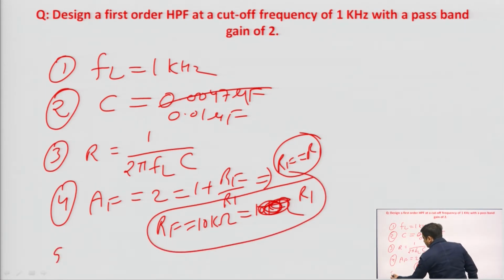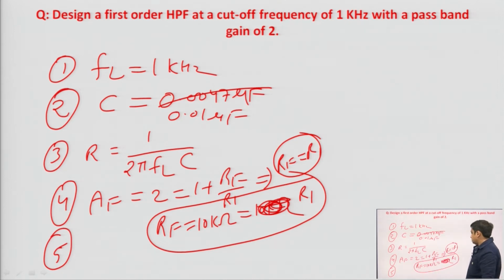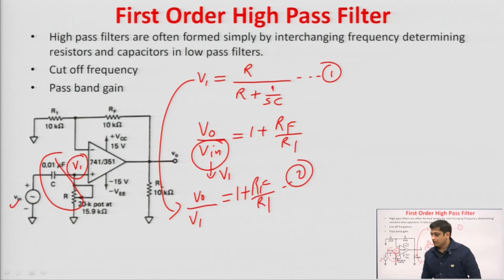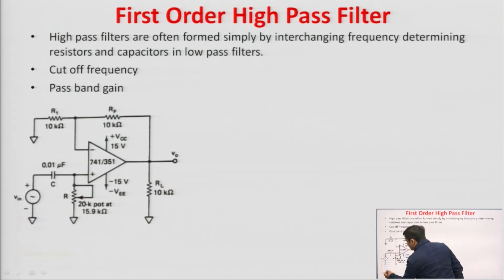And the last step is to design the circuit and mention all the component values which we have calculated from step 1 to step 4. So, what is the circuit? This one is the circuit, and in this circuit we can see that when we are considering C is equal to 0.01 microfarad, then R is equal to 15.9 kilo ohm.